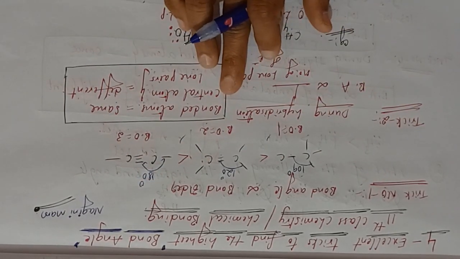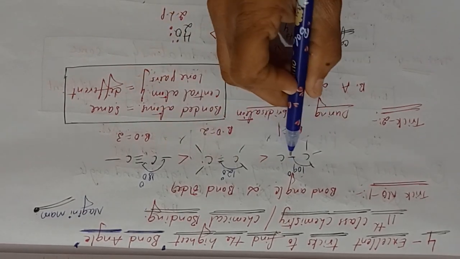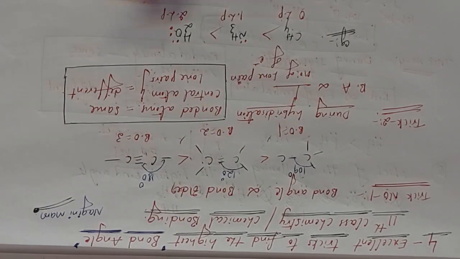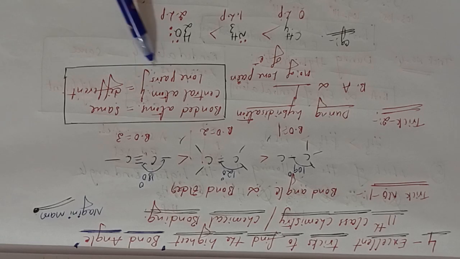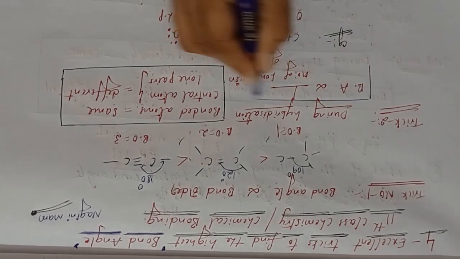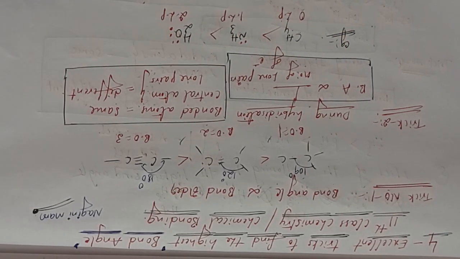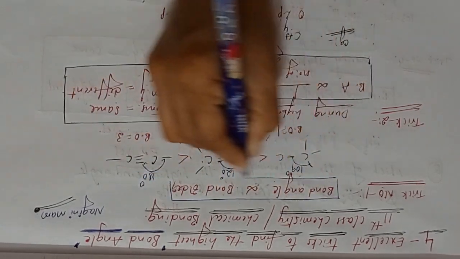During hybridization, bonded atoms. Clear, the students? Any molecule is having single bond, that bond angle is less. So bond order increases, bond angle increases. During hybridization, bonded atoms same, central atom, lone pairs are different. This is the trick. Understood, students? So this trick you have to remember. Clear? Right. Here bond angle is directly proportional to the bond order. Clear? So this is the second trick.